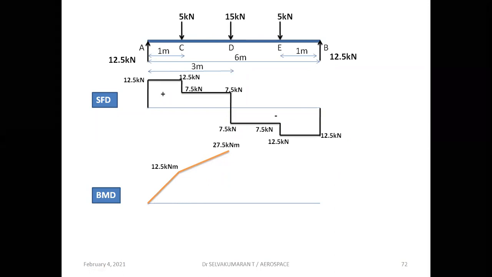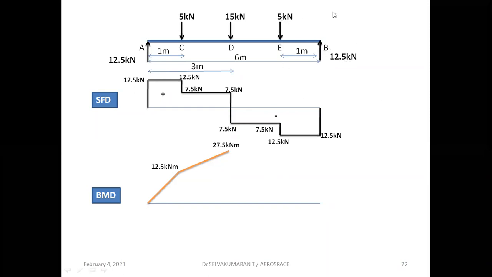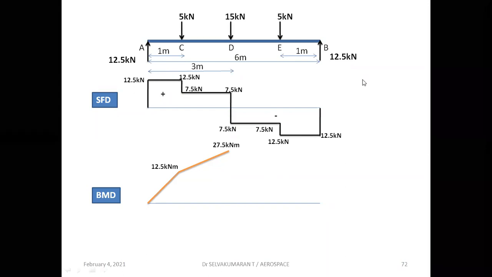Okay, since the loading is symmetric, you would get the same value on the other side also, same bending moment values on the right hand side also. Now when you proceed from right hand side also, here the bending moment is zero. So the bending moment at E would be right hand side anti-clockwise. This 12.5 gives anti-clockwise with respect to E. So right hand side anti-clockwise is positive, 12.5 into 1, which is nothing but 12.5 kilonewton meter.